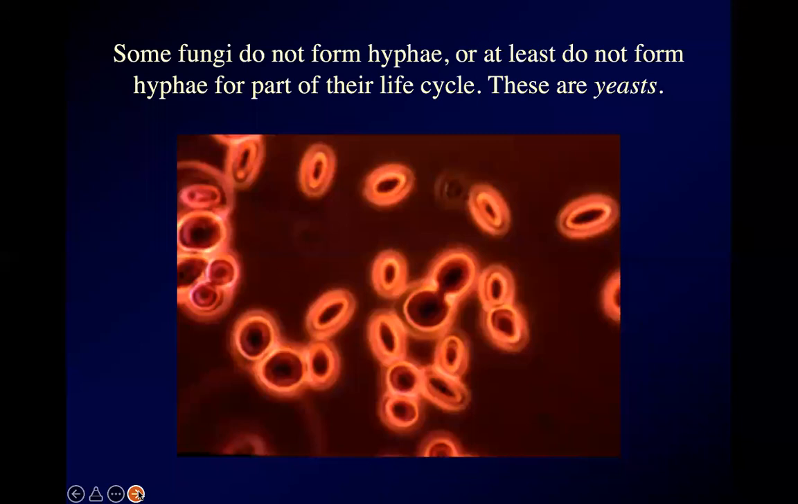On the other hand, there are fungi that don't form hyphae. We call these yeast, and that's what yeast look like under the microscope. Each one of these oval things right there is a single cell. You probably know the baker's yeast that gets added to bread dough to make it rise. Yeast are used in baking a lot.